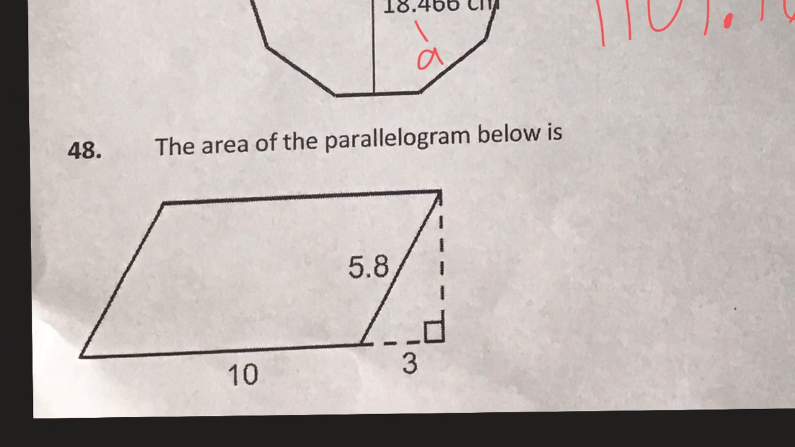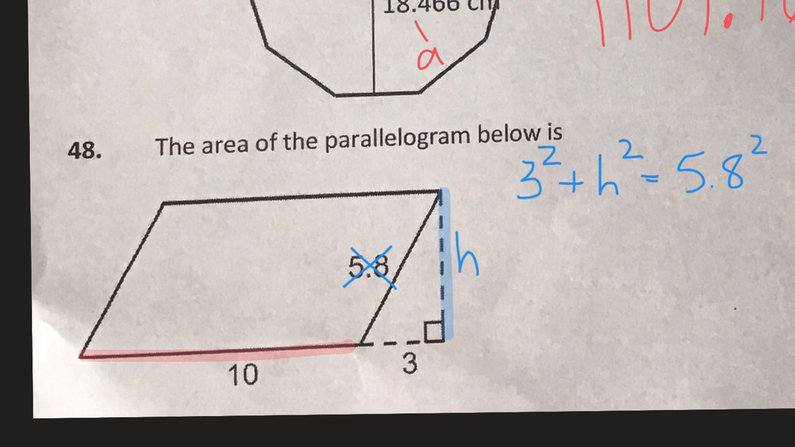Okay, this parallelogram, well, here's the base of your parallelogram, and here is the height. The height is always perpendicular, so 5.8 is not the height of your parallelogram. Do not use 5.8. This is the height. So we need to calculate the height, and because it's a right triangle, we're going to use the Pythagorean theorem to calculate the height of the right triangle, I should say.